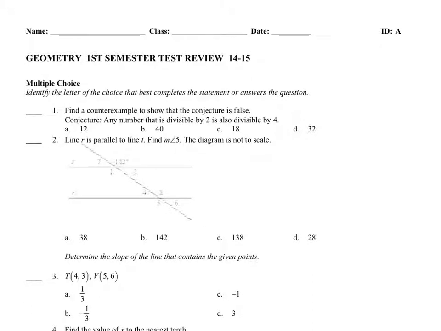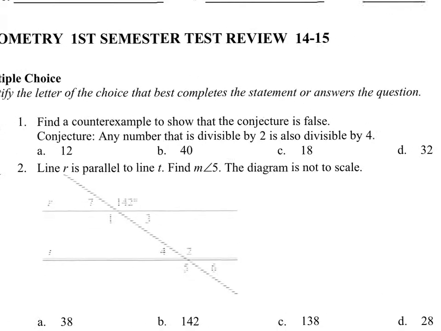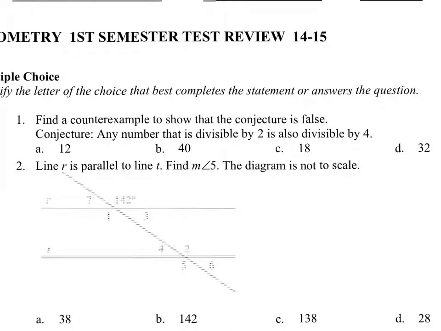Okay, we're looking at the first part of the geometry semester 1 test review. So let's take a look at this first question. Number 1 says to find a counterexample to show that a conjecture is false. Remember, a counterexample is an example that proves something untrue.